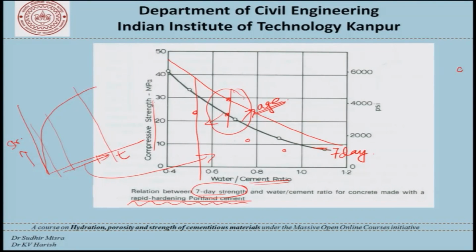This graph or this line will be different for different water cement ratios. This line here is for strength for different water cement ratios at a given point in time. These lines here are for different points in time for a given water cement ratio. So, once we understand this, I think we can move forward.